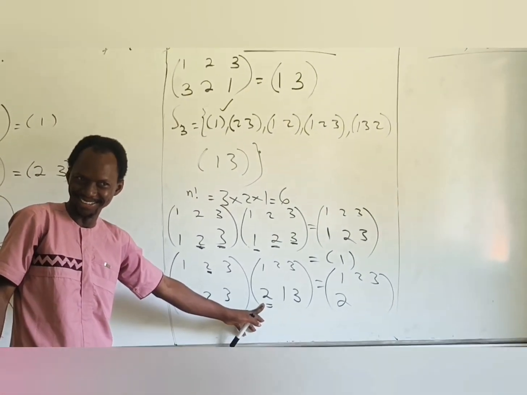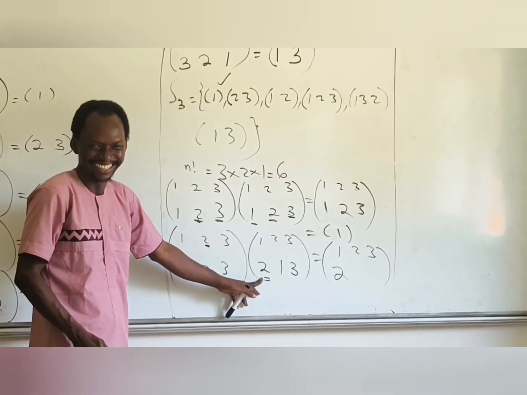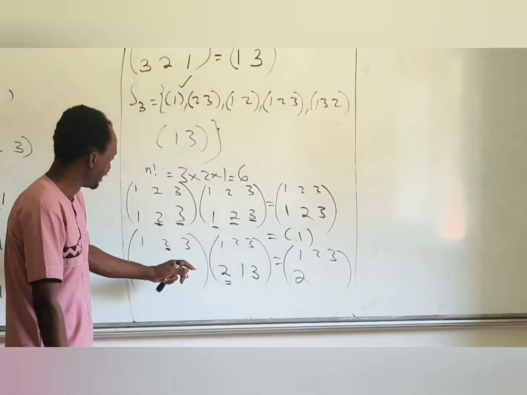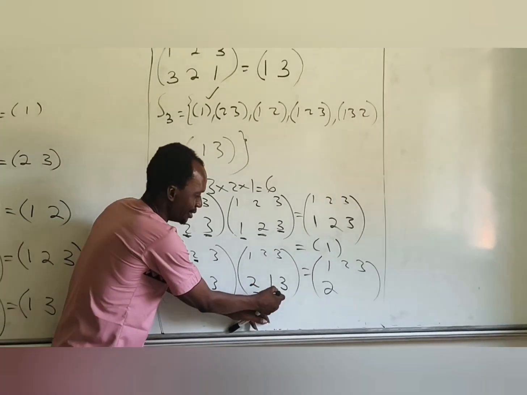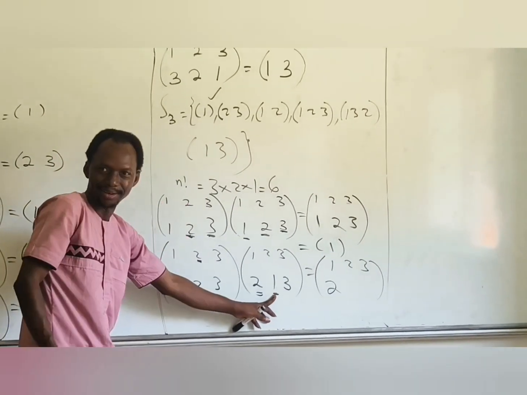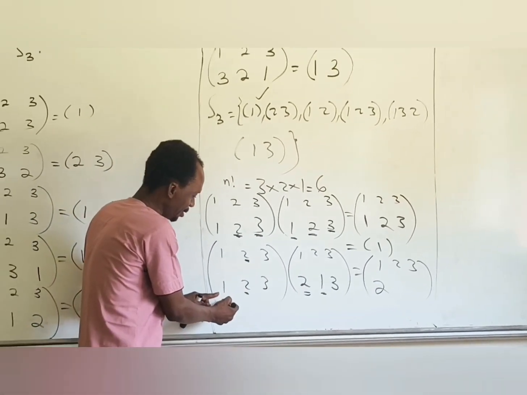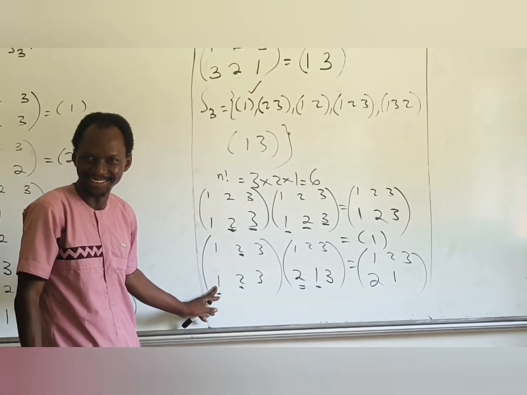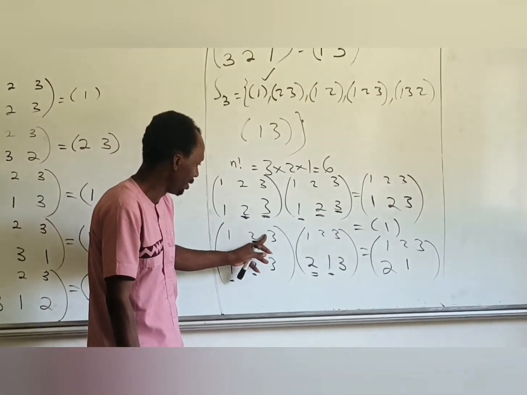Are you watching? Yes. You see? Now let's go. 2 is to 1. Are you watching? 2 is to 1. So let's go for 1. 1 is to where? 1. So it comes to here. Can you see? 3 is to 3.